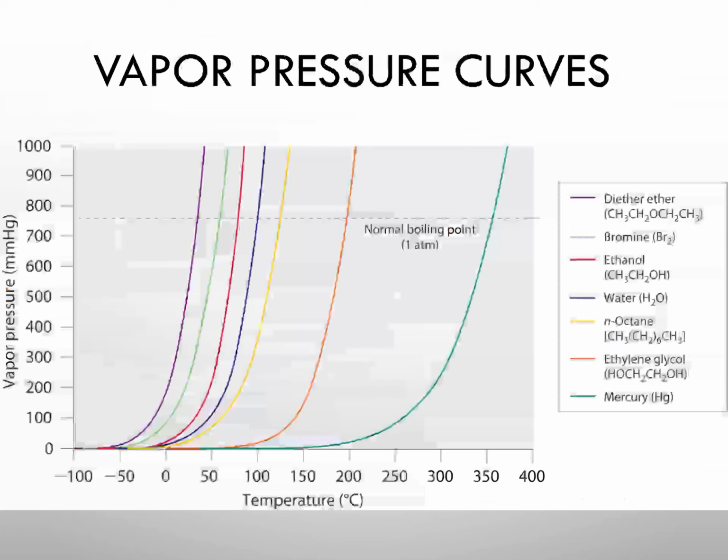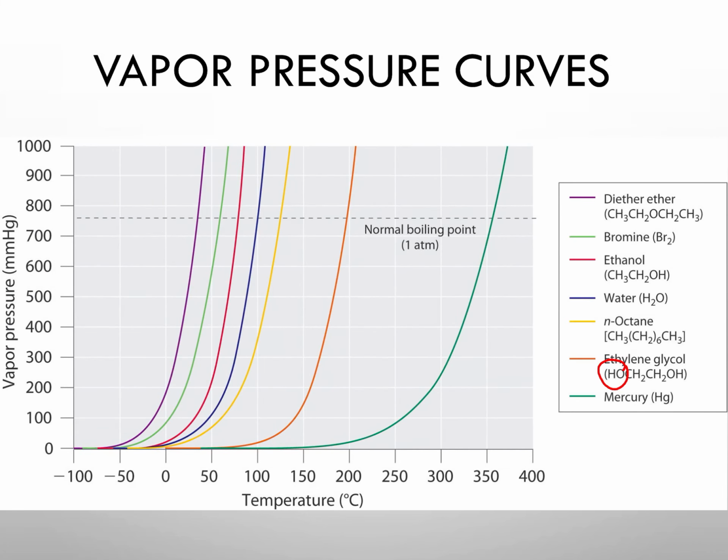We've got some more London dispersion forces in octane. Ethylene glycol is related to what we were talking about earlier, but you can see it's got two different areas where it can hydrogen bond. And then mercury, which can do metallic bonding.